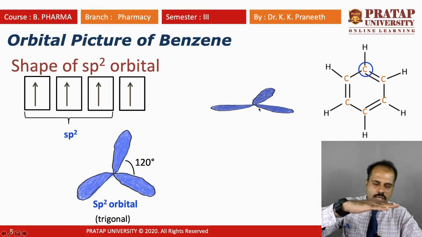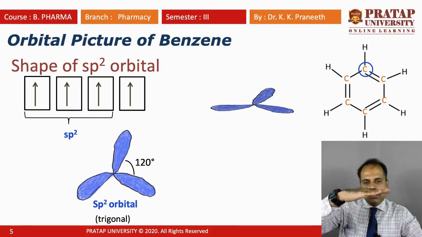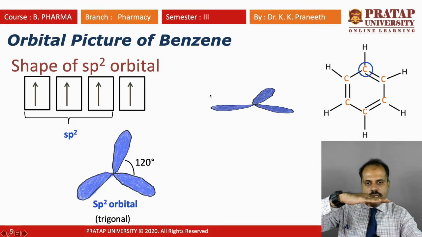So it is in this plane, like this plane. There is an imaginary plane, and the orbital is drawn here, like this.